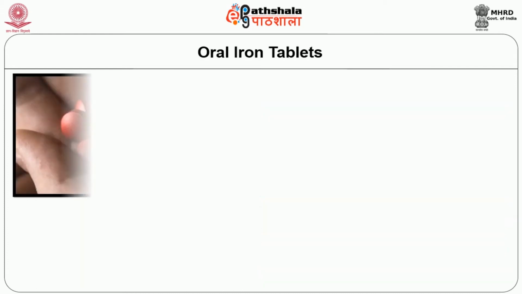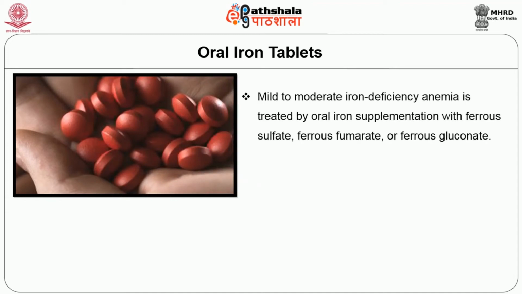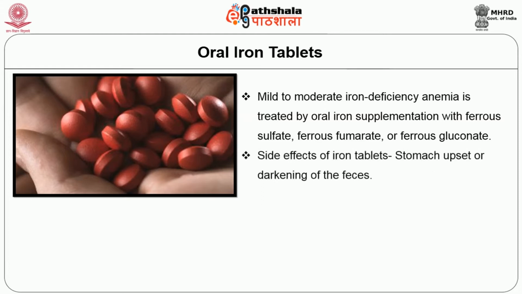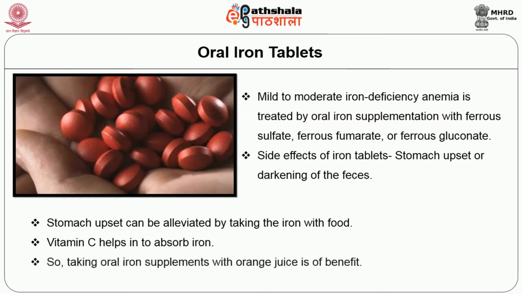We can treat in the form of tablets. The iron tablets are available. A mild to moderate iron deficiency anemia is usually treated by oral iron tablets with ferrous sulfate, ferrous fumarate or ferrous gluconate. Some of the side effects of iron tablets: usually the patient will have stomach upsets or darkening of the feces. Stomach upset we can alleviate by taking the iron with food, and also vitamin C helps to absorb iron. So taking iron tablets with orange juice is of benefit.